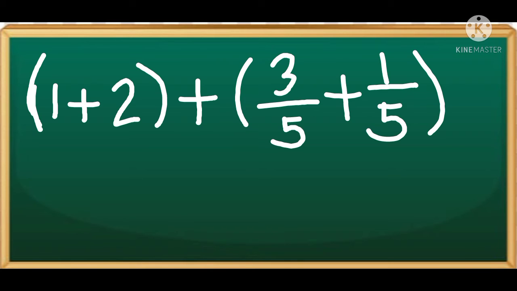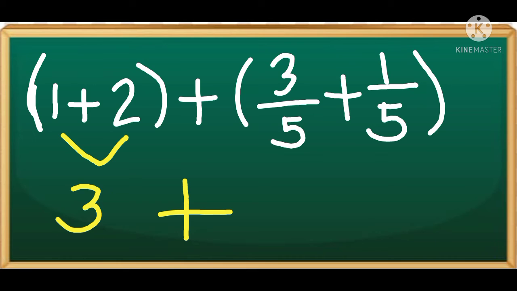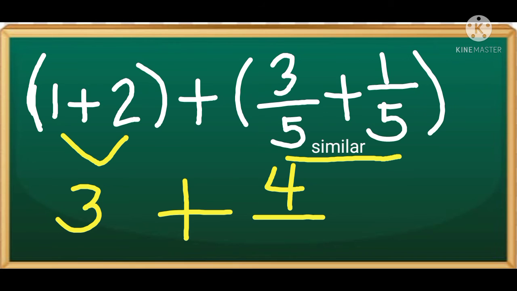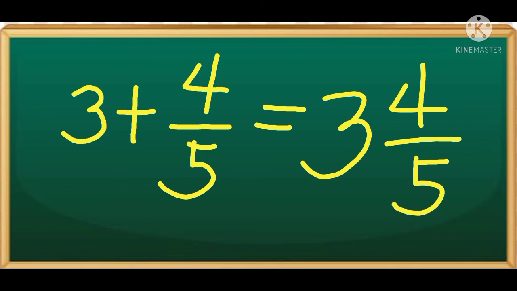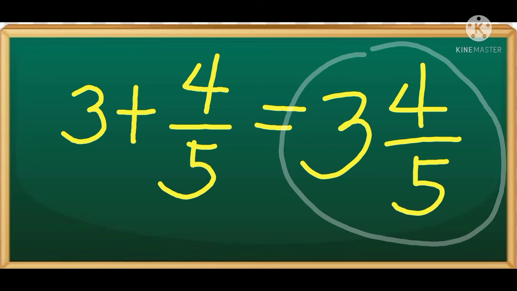Let us first solve the whole number. 1 plus 2 is equal to 3. And then let us put this addition symbol. And then let us add 3/5 plus 1/5. 3 plus 1 equals 4. And the denominator is 5. And now, our answer is 3 and 4/5.